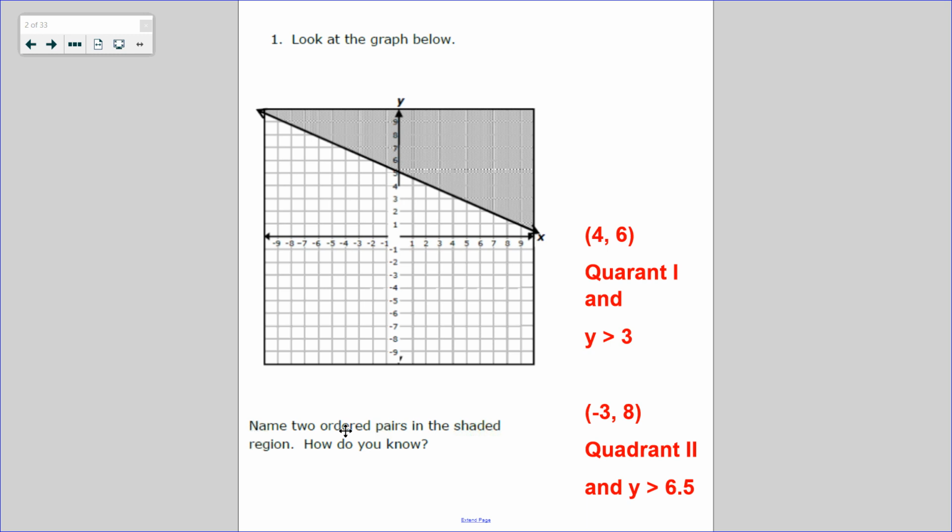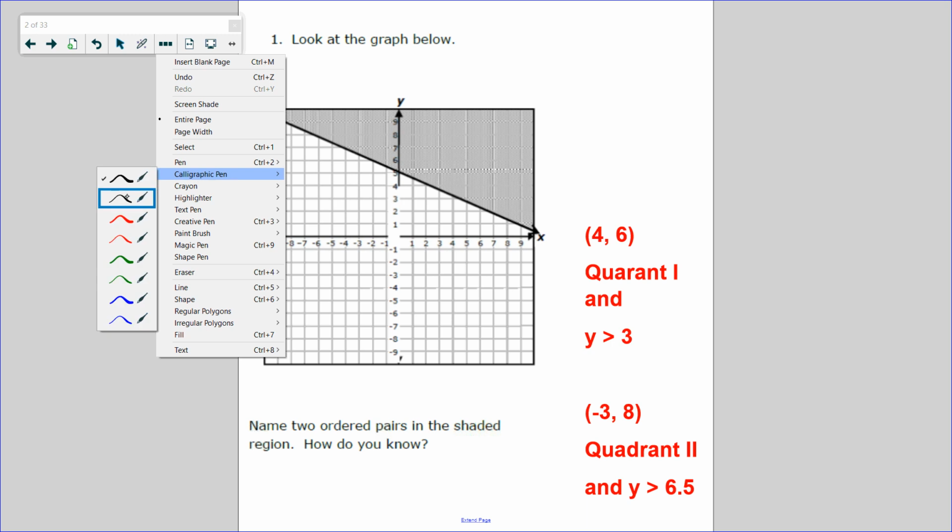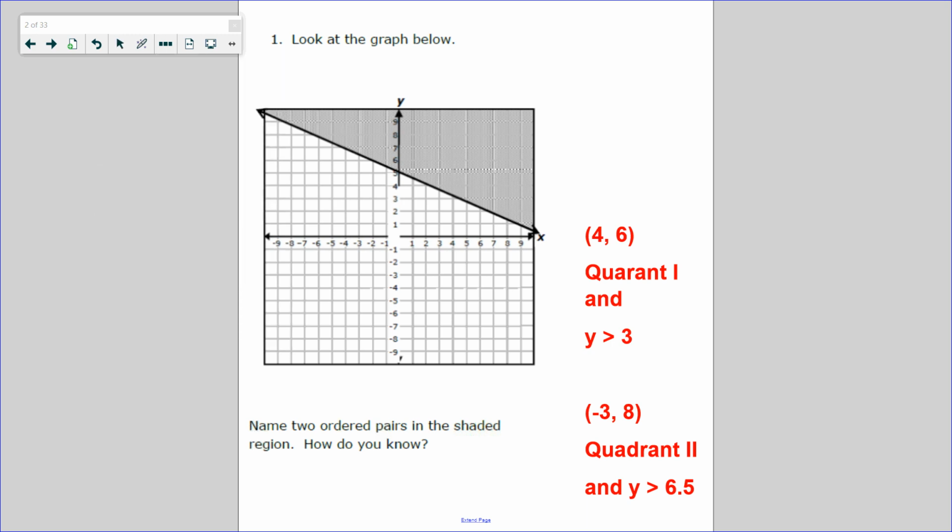So look at the graph below. Name two ordered pairs in the shaded region. How do you know? So shaded, this is a darker area. Well, you can name it. So I tried 4, 6.